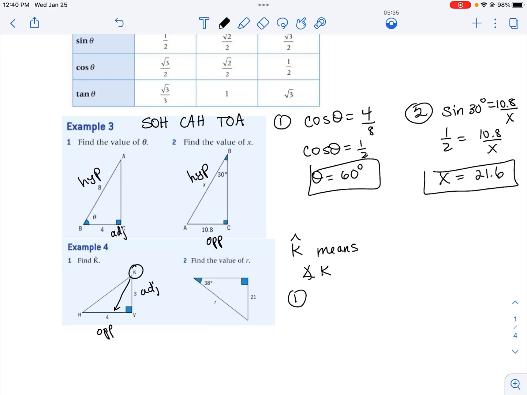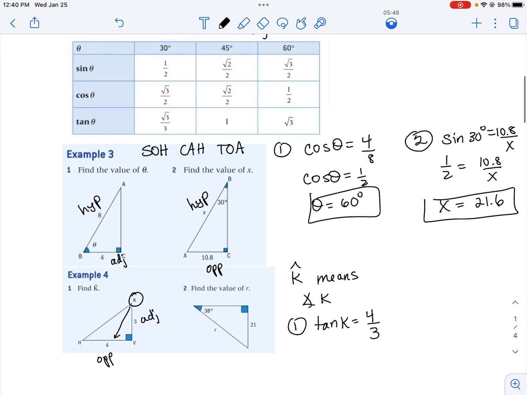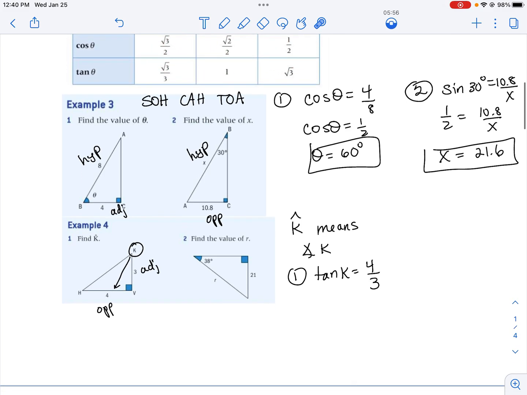So what trig function would I need to use there? Well, opposite over adjacent is tangent. So I would say the tangent of K equals 4 over 3. Now 4 over 3, I would like to think, is that from a 30, 45, or 60 degree special right triangle, and it's not. You don't see any 4 over 3.